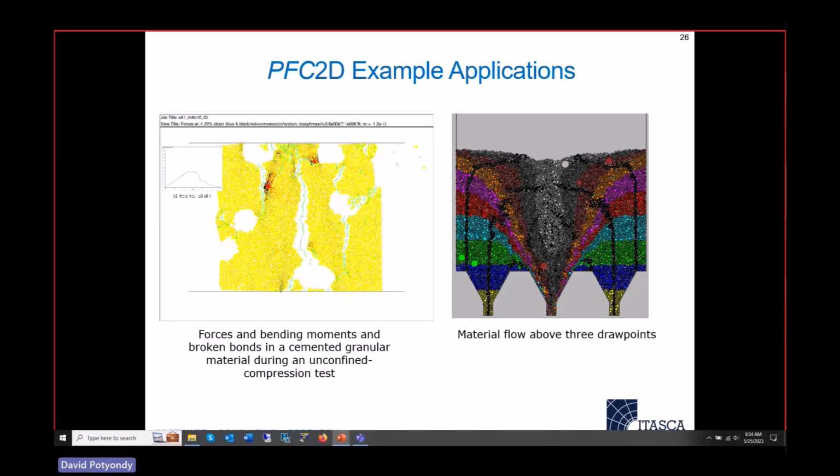Here's another example of what people do with PFC. They look at material flow. This is a caving situation, and you say, we got all this broken material, we put colors in the different layers, and now we start drawing material just from this draw point. And so you can see the region of mobilized motion because of that, right? This flow pattern is going to be highly sensitive to the shapes of the particles, to the size distribution of the particles, to the friction on the surface of the particles, and etc.